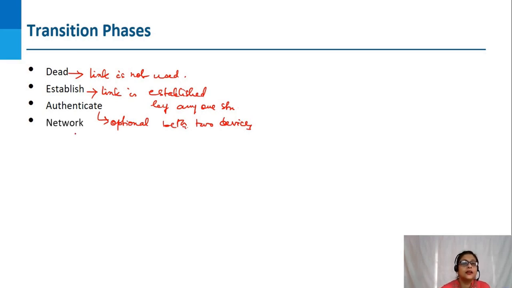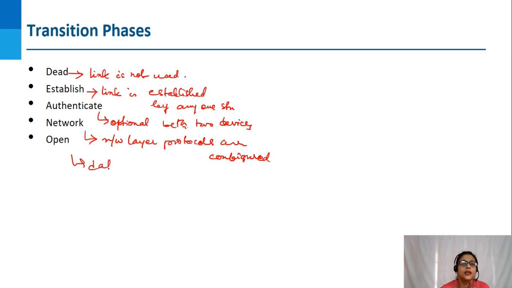After that, it is the network phase, where network layer protocols are configured. Next is the open phase. In open phase, data is transferred. Then we have the terminate phase. In terminate phase, the link gets terminated.